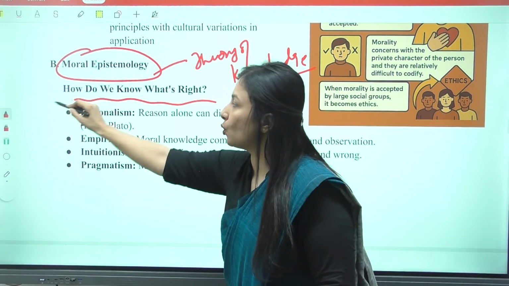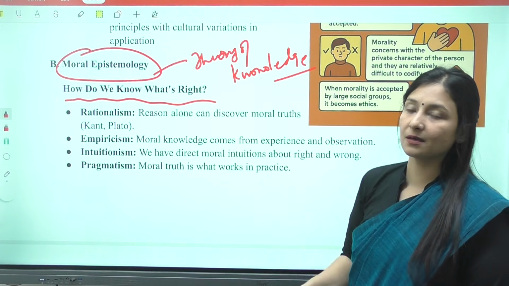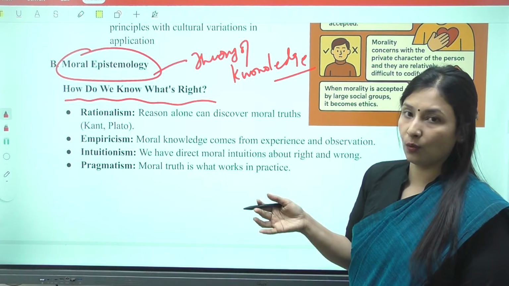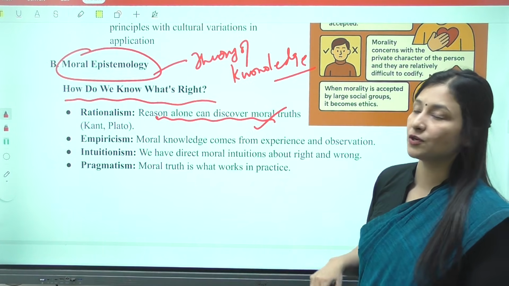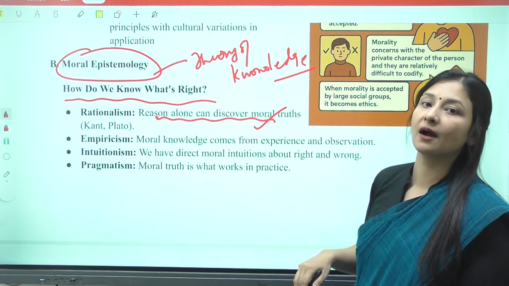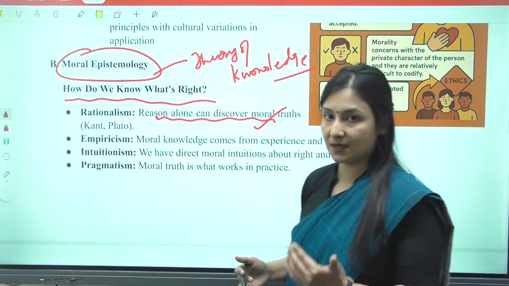How do we even know what is right? Is this the right thing to do? How do we know? Reason alone can discover the moral truth. This has been mentioned by Plato, Socrates, and Kant regarding his Socratic methods, the rationalistic approach.